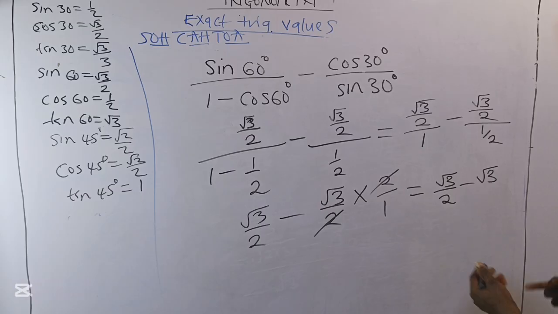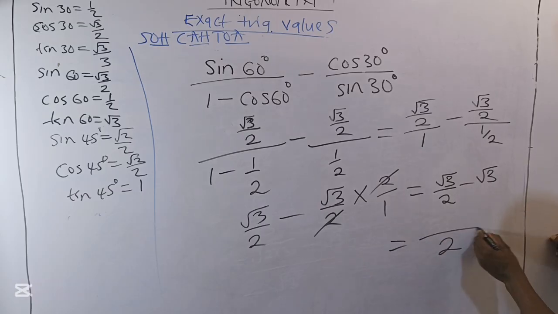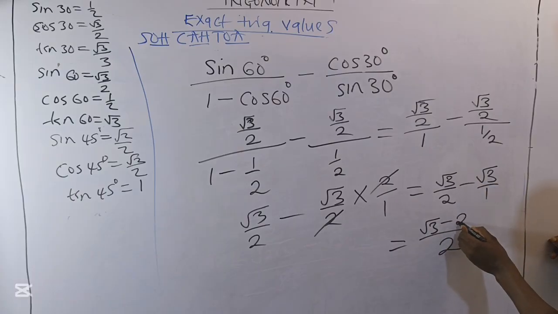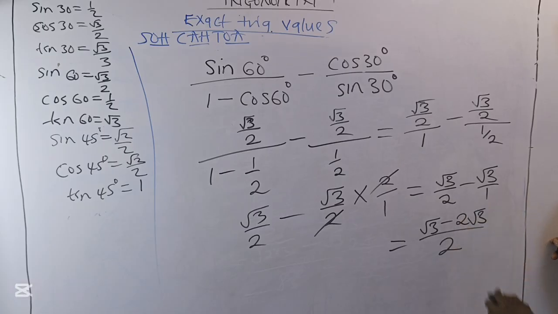If I choose to combine, I'll simply have LCM as 2. 2 into 2, 1. 1 times root 3 is root 3. Minus, 1 into 2 gives 2, and 2 times root 3 gives 2 root 3. So I can leave my answer as this.